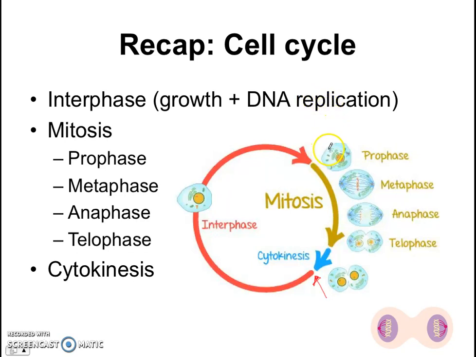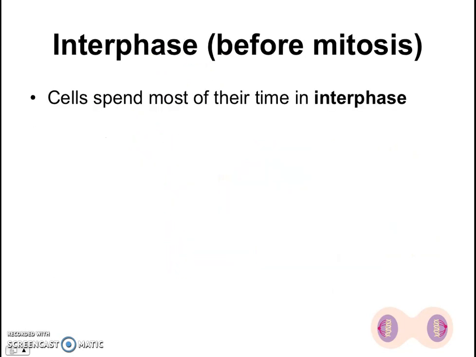Now, once the cell is ready, it will start to divide. And this starts with mitosis, which is a division of the nucleus. Now, mitosis has 4 stages, which we'll look at in a while. And then after dividing the nucleus, the cell will divide its cytoplasm in a process known as cytokinesis. So in the rest of this video, we're going to take a look at each one of these stages in greater detail. So let's begin with interphase.